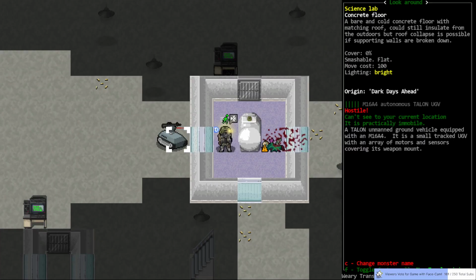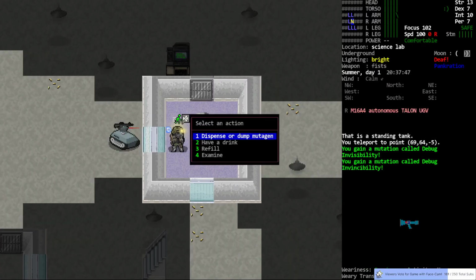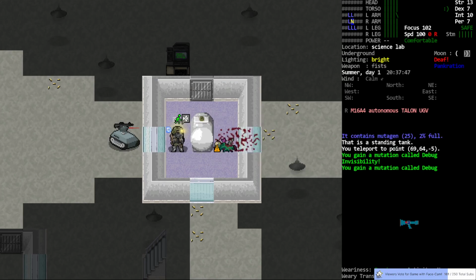Well, hey there, Autonomous Talon. What you got? Dump mutagen. Examine. 25 mutagen. So, it was the base mutagen. Kind of what I figured it would be. That was the most likely result. Only 25. I mean, 25 would have been nice. That probably would have been all I would have needed, but I could have manufactured that with no problem. So, we died for not really anything particularly great. It would have been nice to get a hold of it.